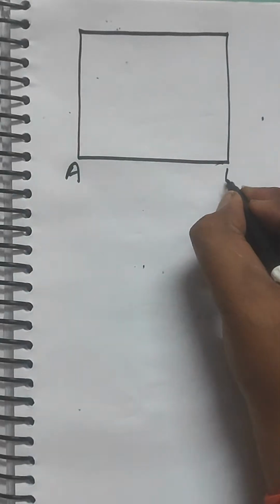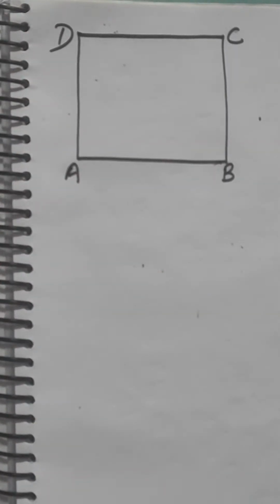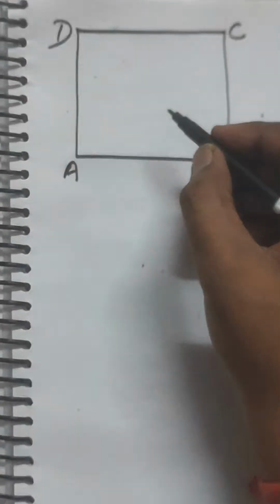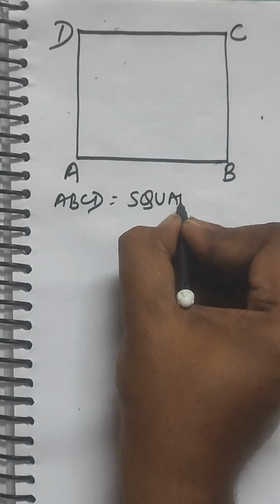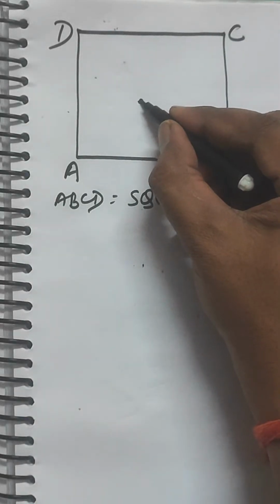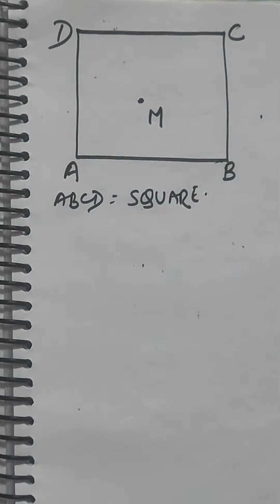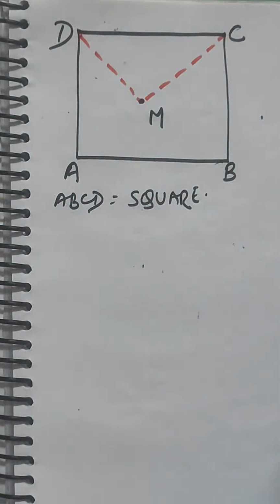Let's say this one. The vertices are A, B, C, and D. Now for this square ABCD, it's given that MDC is an equilateral triangle. Where is MDC? M is a point over here, let us say, and it is connected to C and also connected to D. So MDC is an equilateral triangle.